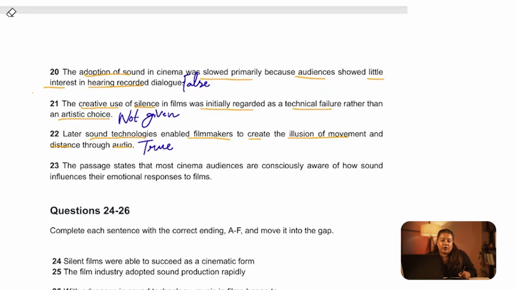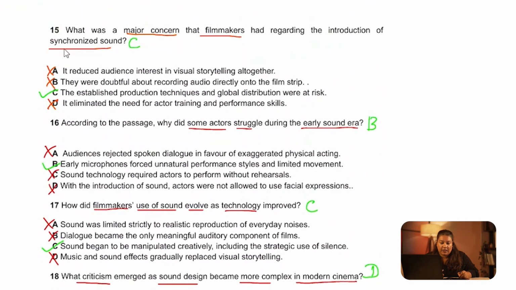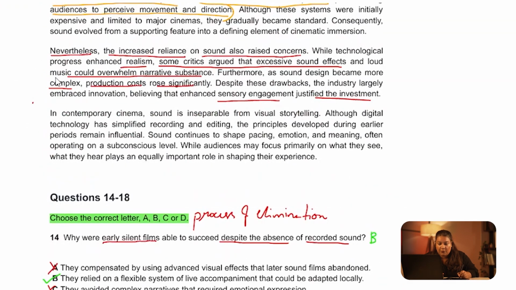Alright, moving to the last question under true, false, not given. Question number 23. The passage states that most cinema audiences are consciously aware of how sound influences their emotional responses to film. So let's take cinema audiences, consciously aware, how sound influences their emotional response. Since it talks about the passage states, we might find it towards the end, because it's more like the entire passage that they're talking about. So I'm going to start my skimming and scanning from where we left. Let's start from here.